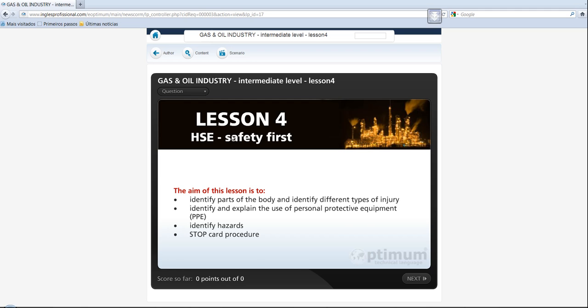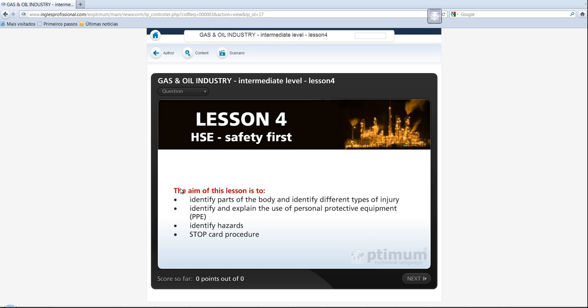Now also in this lesson we're going to identify the hazards, okay? For every, let's say, operation in the oil industry, we have a hazard that we have to evaluate. This hazard could be electricity, for example. You might have a shock in the electrical room, so that's a hazard, which must be identified.